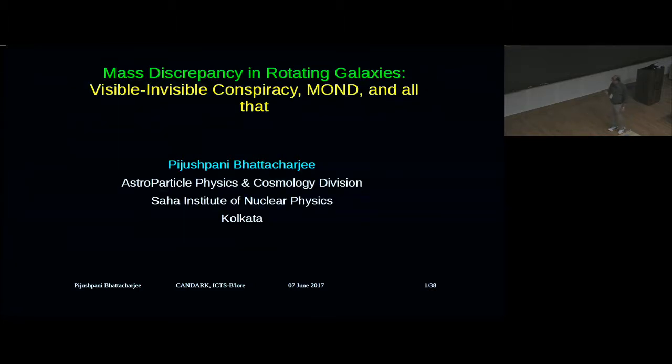Observationally, what is known is that there is a mass discrepancy. That is, you measure more mass in the universe than you see in terms of luminous matter.